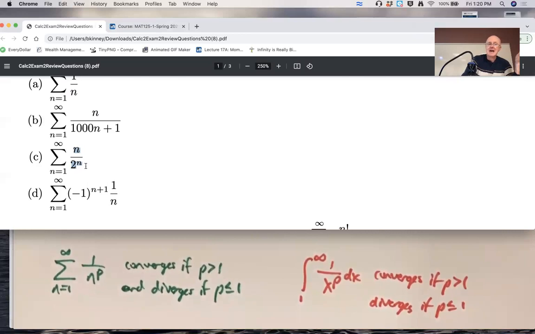For example, when n is 10, it's 10 over 1,024, close to 0.01. If n is 20, it's 20 over 2 to the 20th. 2 to the 20th is a bit over 1,000,000. 20 divided by something a bit over 1,000,000 is much smaller yet. These terms are going to 0 pretty rapidly, but pretty rapidly is a very vague statement. But we would guess convergence. How would you prove it?